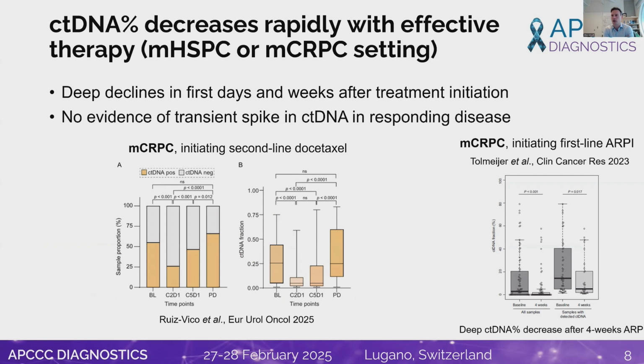And you can see this here in a cohort. This is one of Gerta Tard's cohorts. This is in the context of chemotherapy, the same thing. After one cycle of treatment, you see that ctDNA fraction is much lower than at baseline or progression.